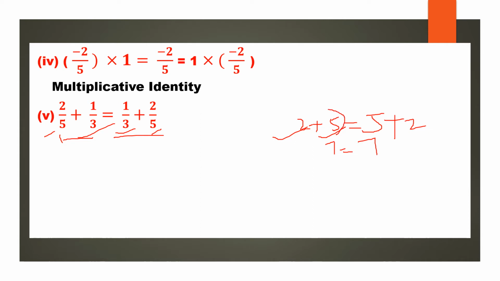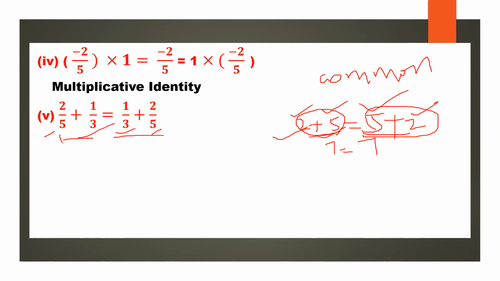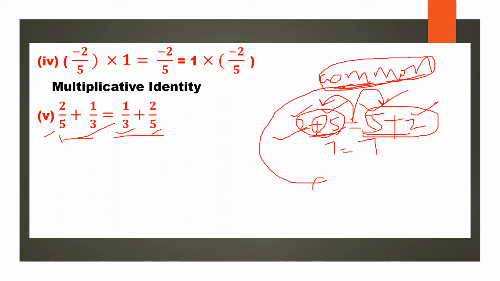Here 2 plus 5, 5 plus 2. The integers are same here: 2, 2 and 5, 5. As the integers are same, they are common on both the left side and right side of the equation, with the same symbols. You should remember the word common. They are common. So by using this word only we can say that it is commutative law.